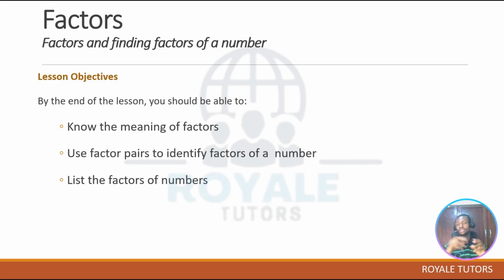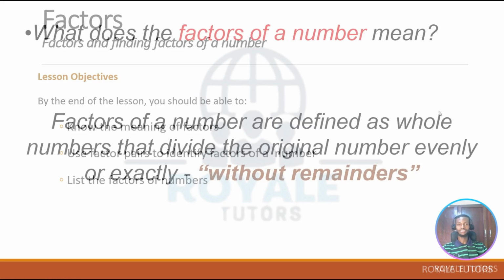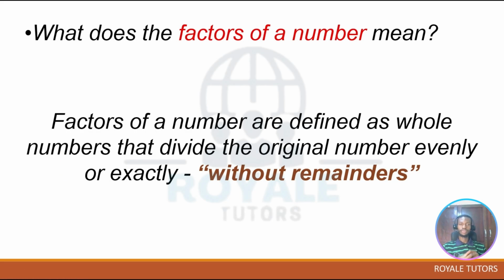So you will not only know the meaning, but you will also know the factor pairs that help you to identify factors of a number, as well as be able to list the factors of a given number. Now, what does the factors of a number mean? Factors of a number are defined as whole numbers that divide the original number evenly or exactly, that is, without remainder.